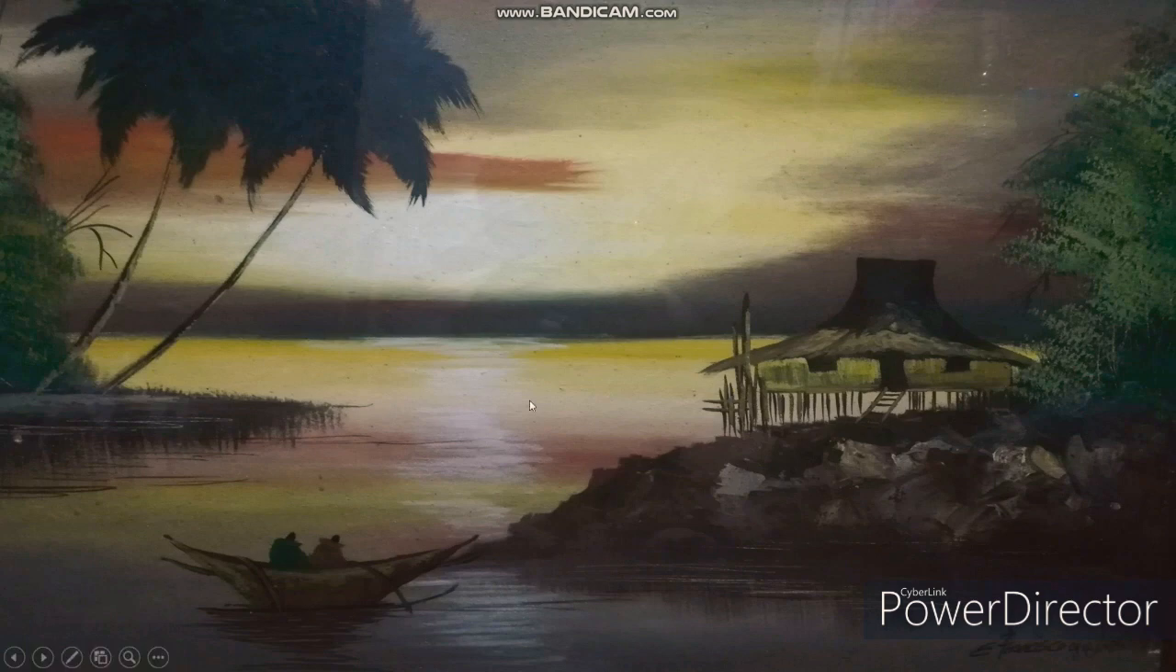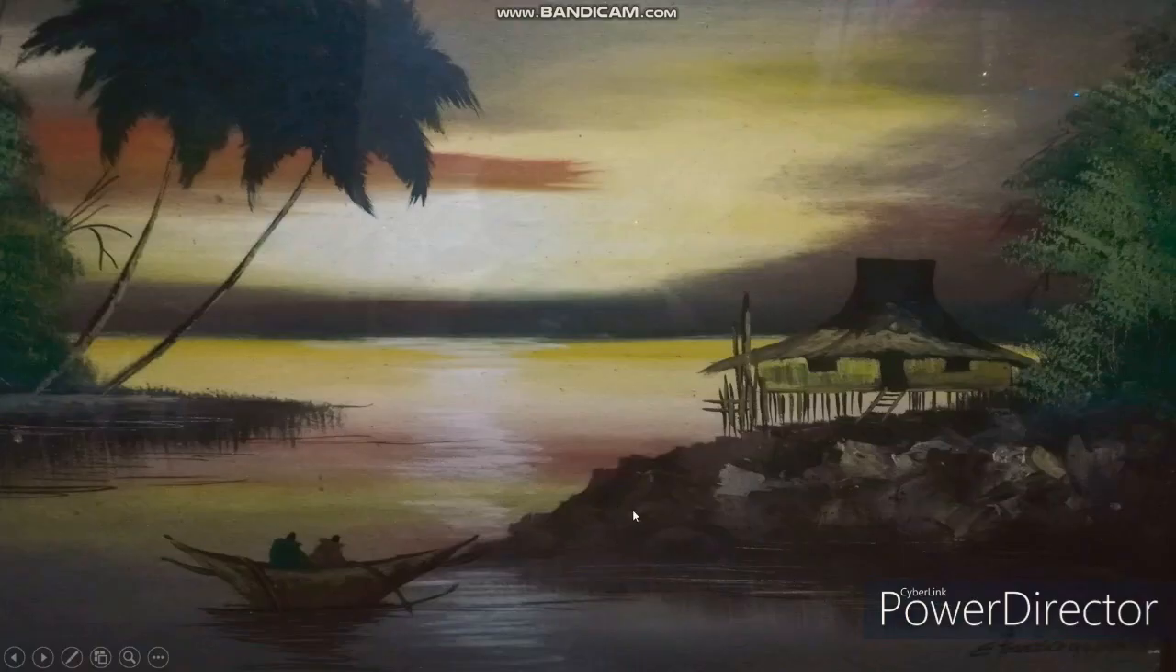This painting was painted by an artist named E. Francisco in 1994, and it was bought by my grandfather between 1994 and 1995. Ever since then it was displayed in my grandparents' house till this very day. The type of painting technique used in this is acrylic painting.